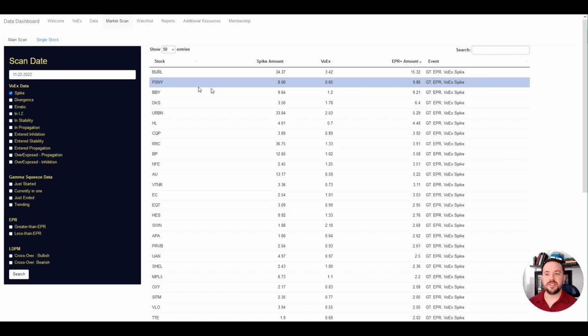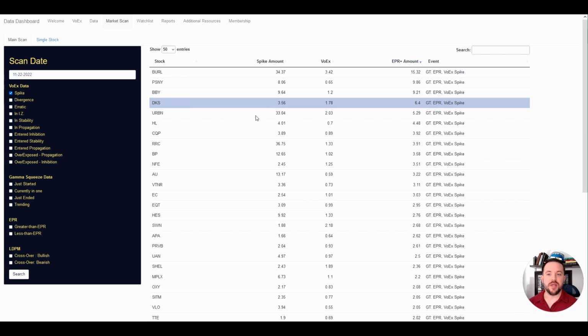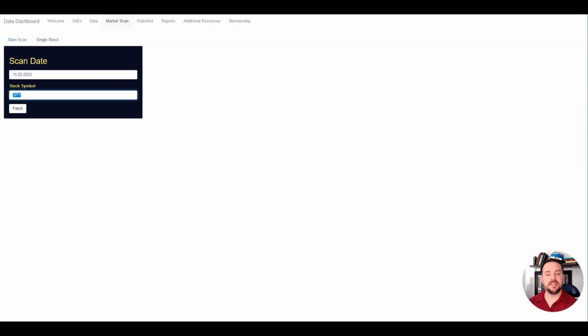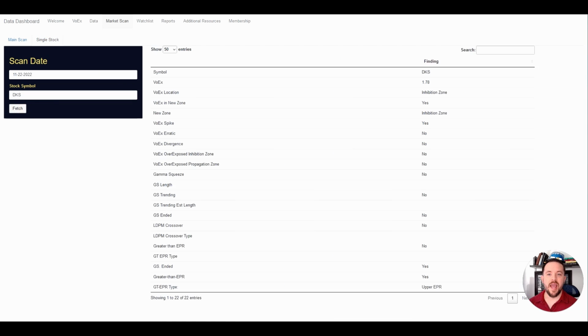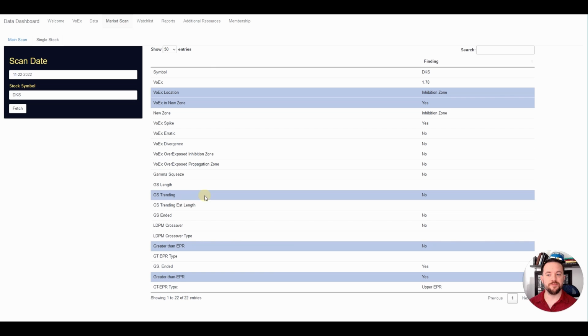Anytime we want to look at a specific stock, say we want to look at DKS, we can head over to the single stock tab, type DKS in, and get all of the information we need on DKS. We see that its VoEx is in the inhibition zone and that it just approached or entered the inhibition zone. And we see some other cool findings as well.